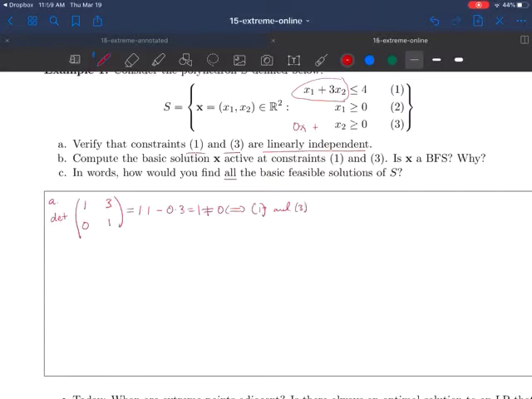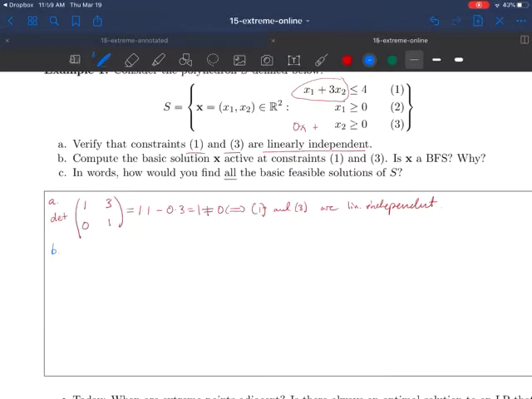and that means that 1 and 3 are indeed linearly independent. Okay, I abbreviated linear. Okay, so that's A. To do B, we want to compute the basic solution that's active at constraints 1 and 3. And then check these questions. Is it a basic feasible solution, and why? So what does it mean for there to be a basic solution active at constraints 1 and 3?